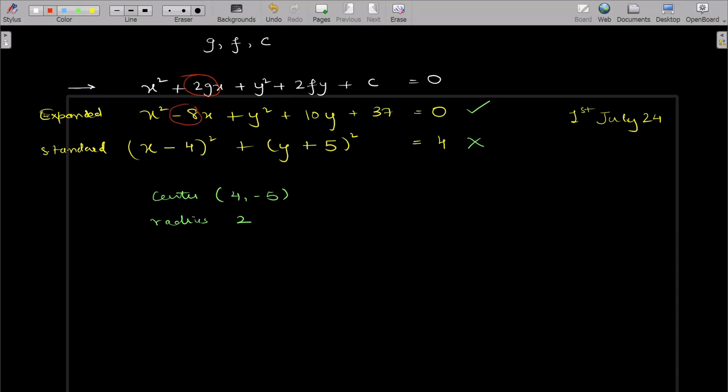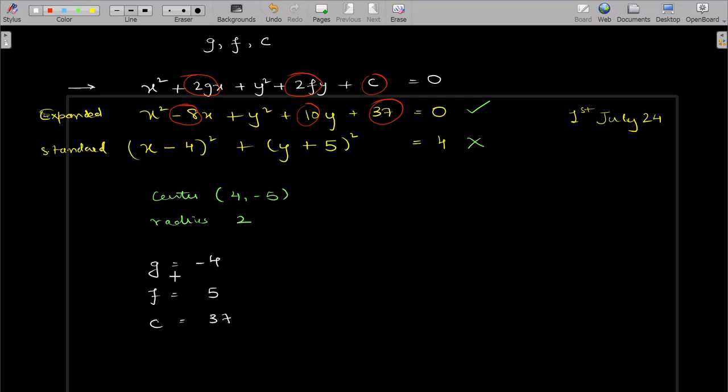So can you tell me what is the value of g, what is the value of f, and what is the value of c by comparing? So g would be negative 4. Perfect. Then f would be 5. Perfect. And c would be 37.